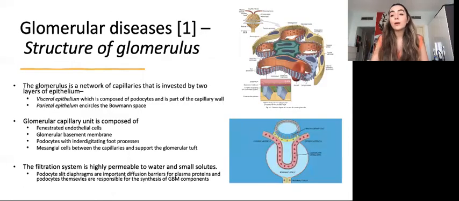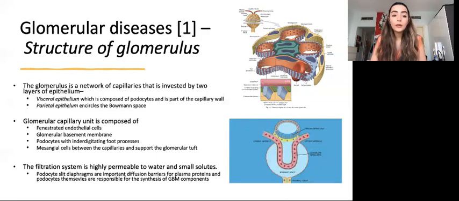Now we're gonna talk about glomerular diseases in the next many slides actually. So before we do that, we first go through how the glomerulus looks as a whole. The glomerulus is a network of capillaries that is invested by two layers of epithelium, and like every other organ, they're called the visceral and parietal epithelium. The visceral epithelium is composed of podocytes and it's part of the capillary wall, while the parietal epithelium encircles the Bowman space, which is the cavity in which the plasma collects during filtration.